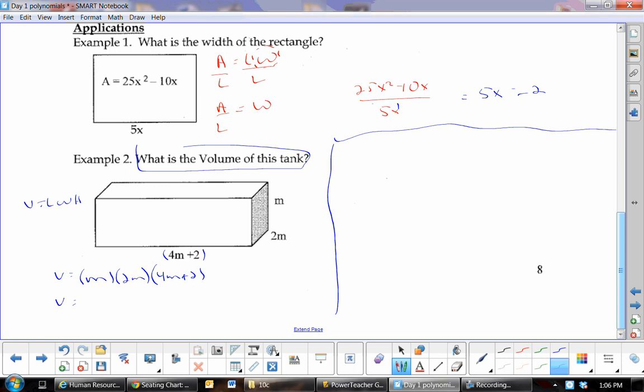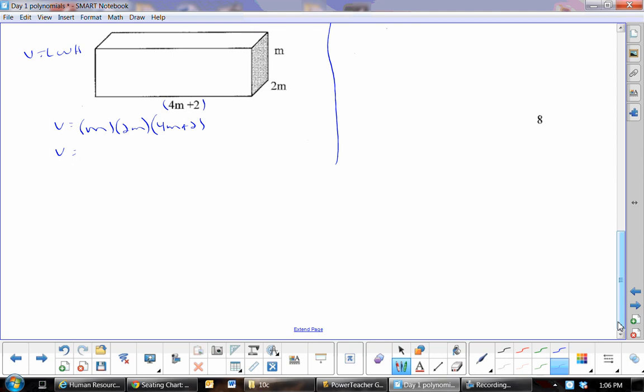So volume equals, now multiply those first two together. What does this equal? 2m squared, and then I can multiply by 4m plus 2. So 2m squared times 4m would be 2 times 4, 8m cubed. Very good. Plus 4m squared. Good.